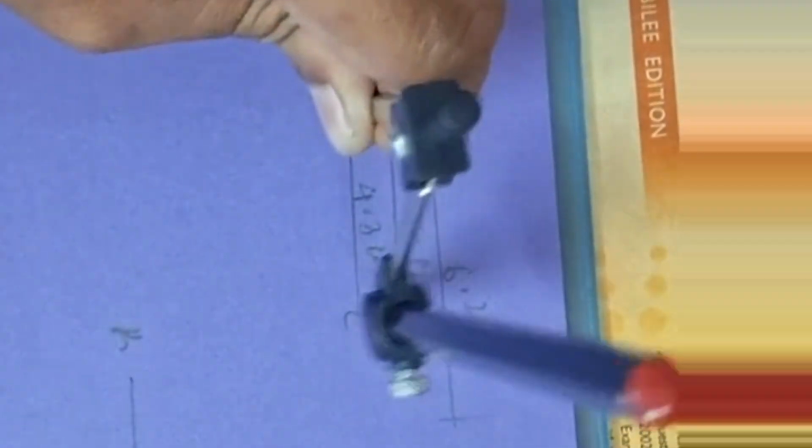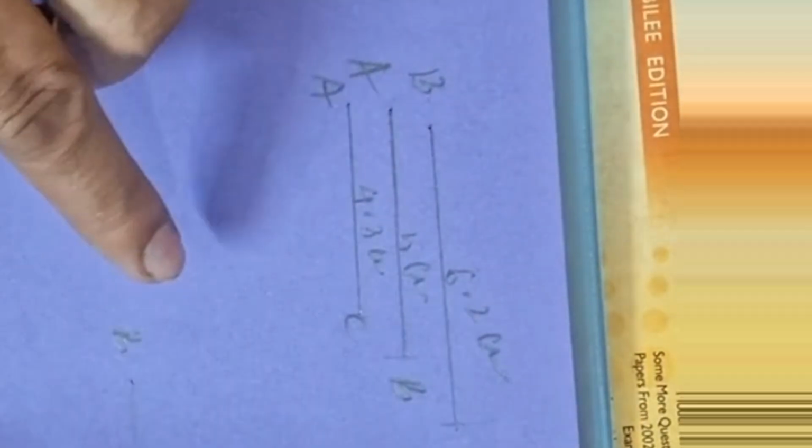Similarly, we take the measurement of AC and we draw an arc from the point C with this measurement, and it intersects the previous arc at the point A. Now we join A with C and B.